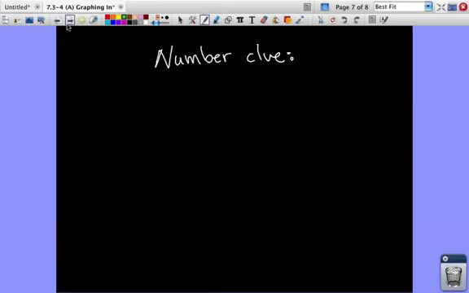Okay, real quick, you have one more number clue after this, and then you should be able to tell me what the number is. It is a 3-digit number.